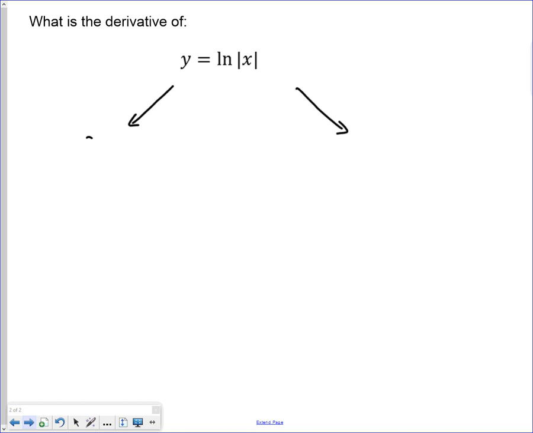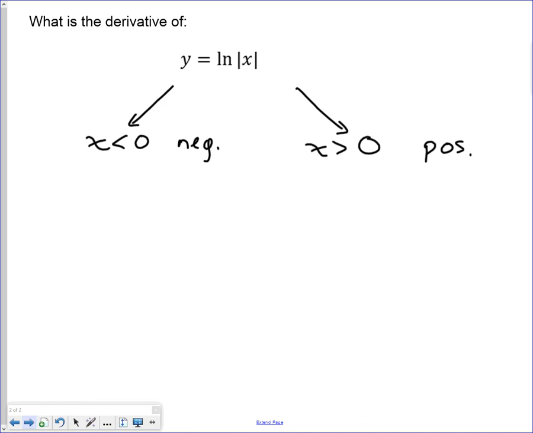Okay. We have the case where x is less than 0 and the case where x is greater than 0. So x can either be positive or x can be negative.